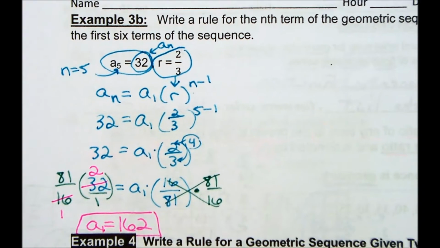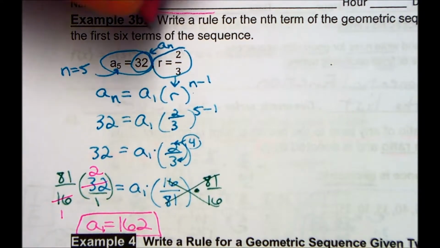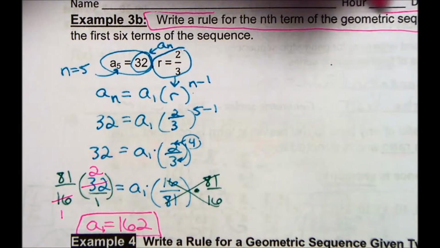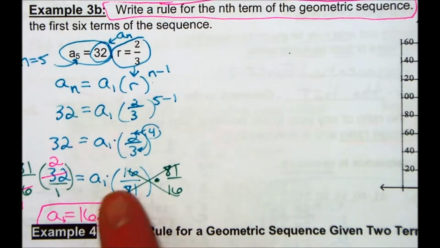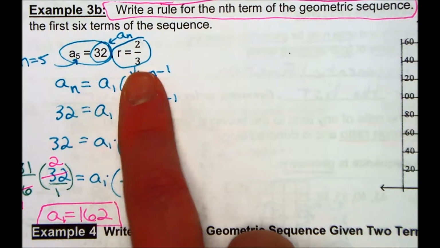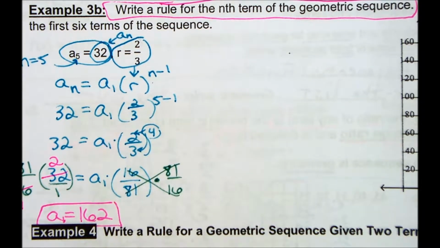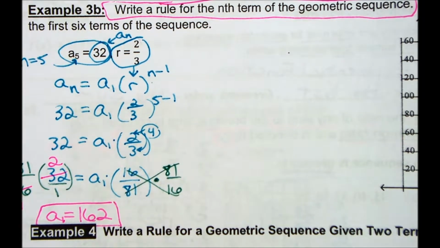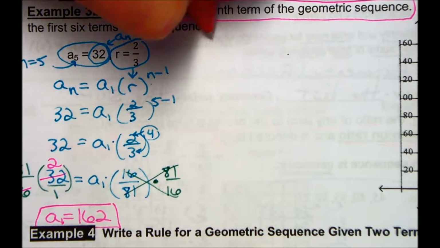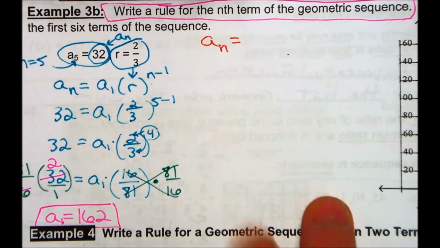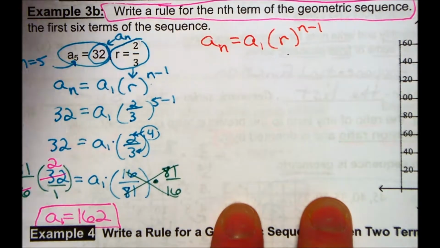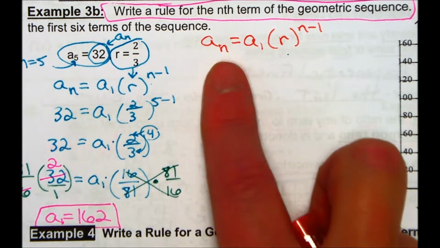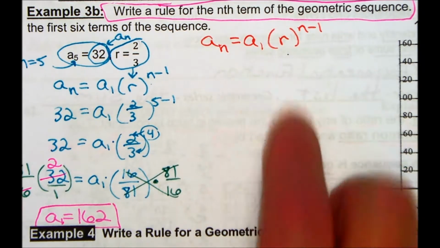Okay, so what all do we have to do? Our directions tell us to write a rule for the nth term of the geometric sequence. So now that we know what the first term is, and we know what the ratio is, we can actually write the rule. Again, that rule, in case you forgot, a sub n equals a sub 1 times r to the n minus 1. Since we're writing a rule for the nth term, the n now is part of our equation.